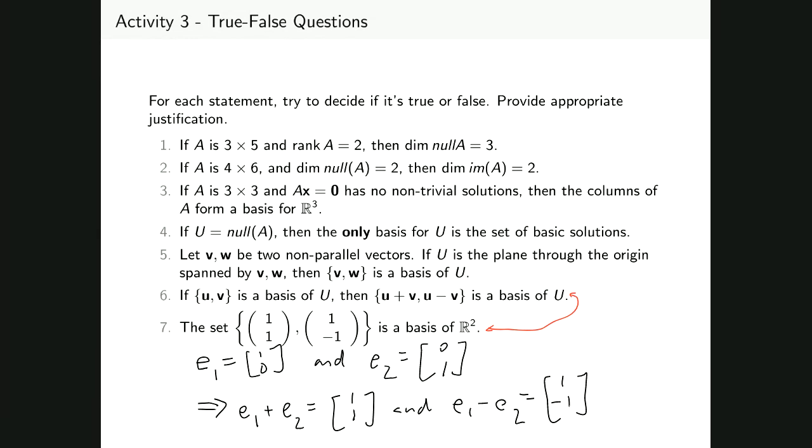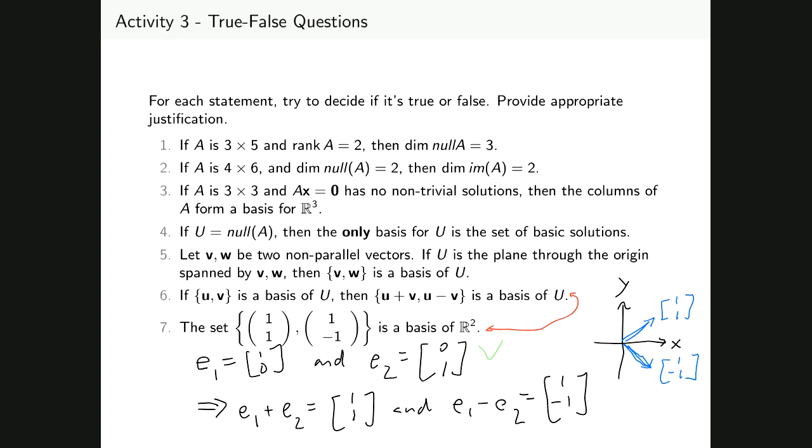I think it's insightful to look at this geometrically as well. If we look at those two vectors, 1, 1, and 1, negative 1, then we see that those guys are non-parallel. And if we're non-parallel and non-zero, then we span the whole plane. Okay, so this is a basis of R2. So the answer to this question is true.